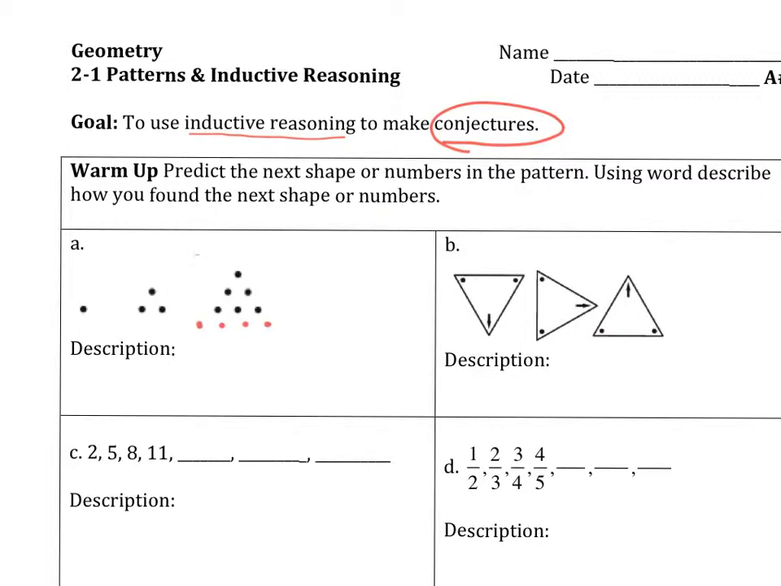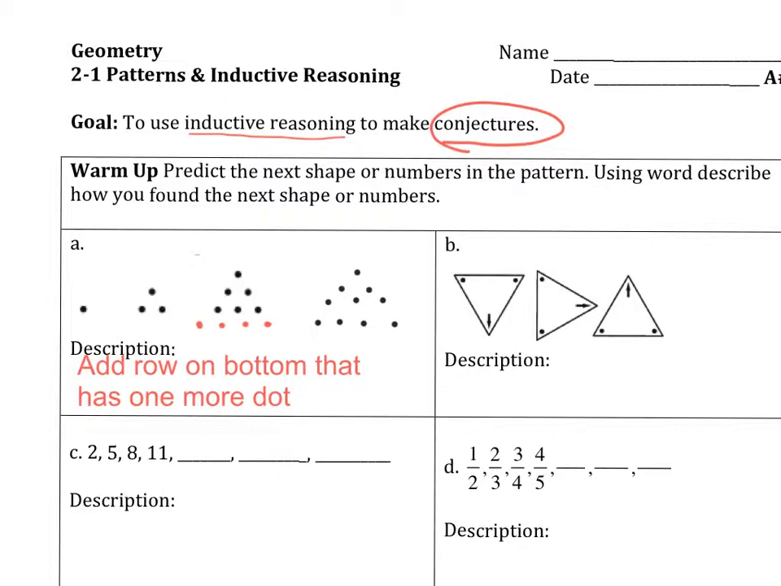All right, so add one more row, add a row on the bottom that has one more dot. Boop, boop, boop. So if I were to sketch it out, it's still a pyramid. Holy monkey, that was ugly. Try that again. Something like that. All right, how about B?